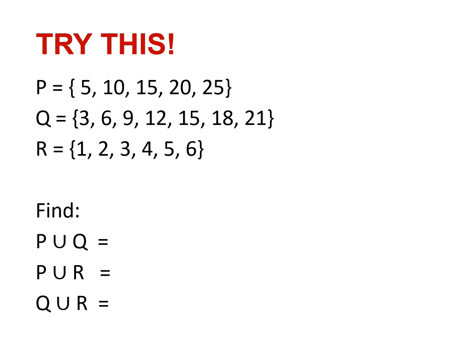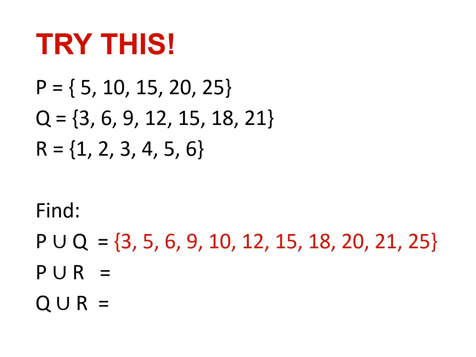Alright, so here is now the answer. Set P union Q is equal to 3, 5, 6, 9, 10, 12, 15, 18, 20, 21, and 25. What we are going to do is just include all the elements in both sets.